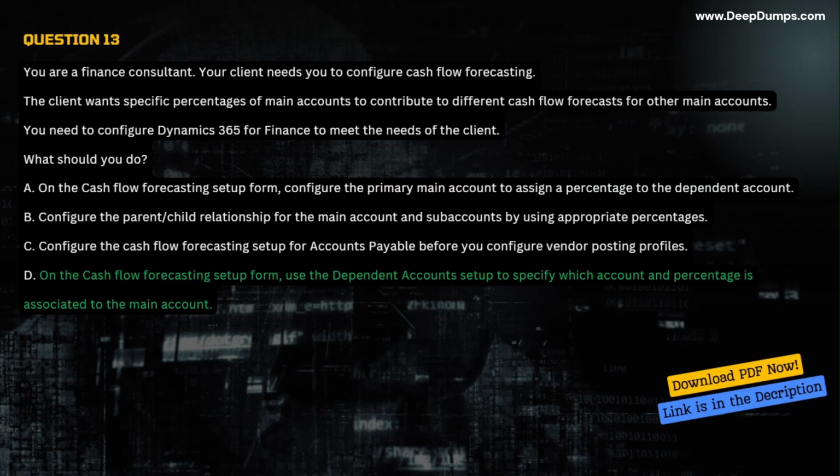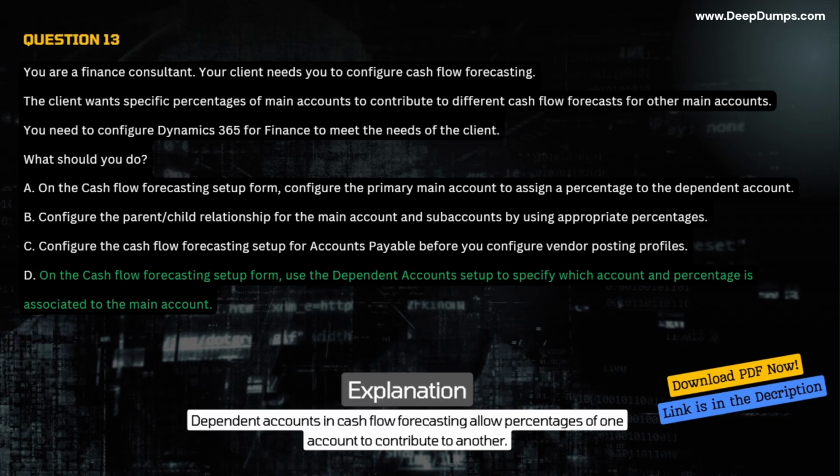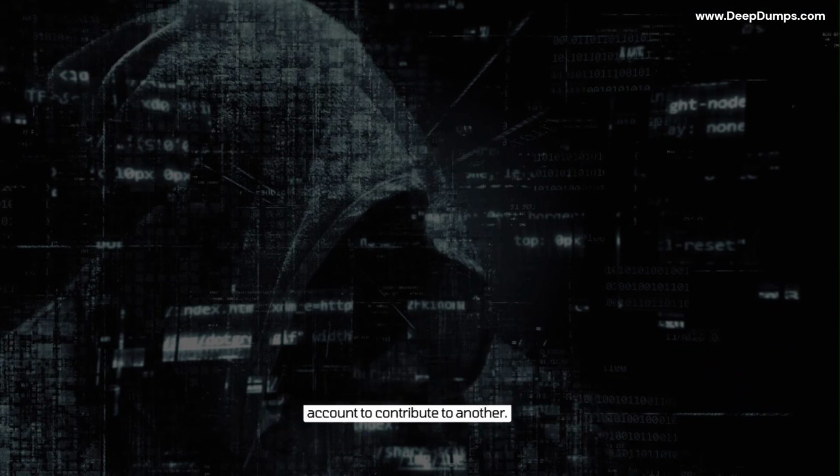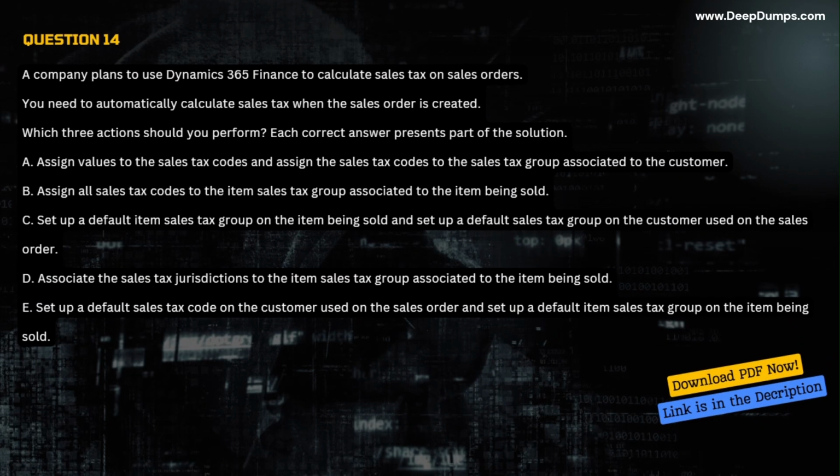Correct answer D. On the cash flow forecasting setup form, use the dependent accounts setup to specify which account and percentage is associated to the main account. Explanation. Dependent accounts in cash flow forecasting allow percentages of one account to contribute to another. Question 14. A company plans to use Dynamics 365 Finance to calculate sales tax on sales orders.